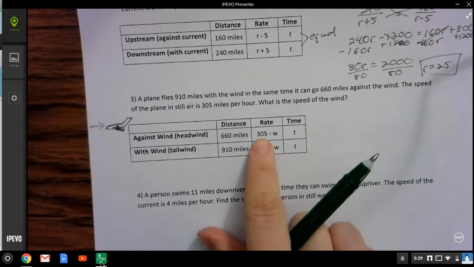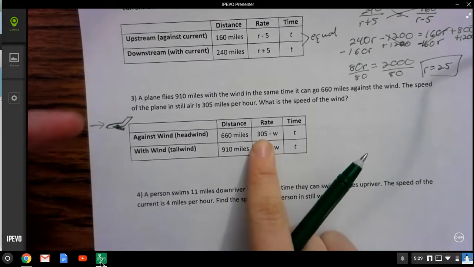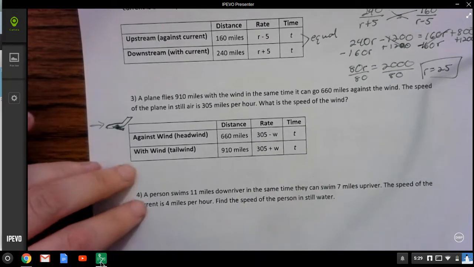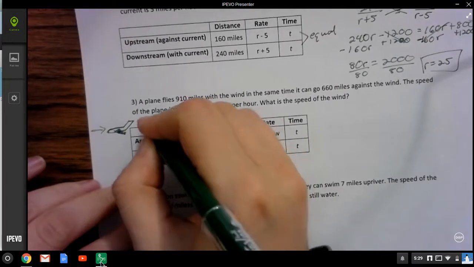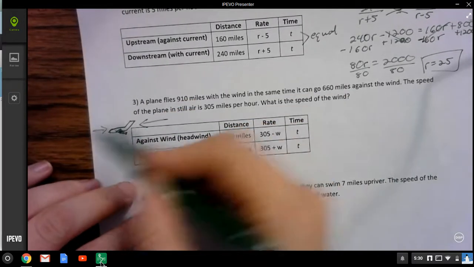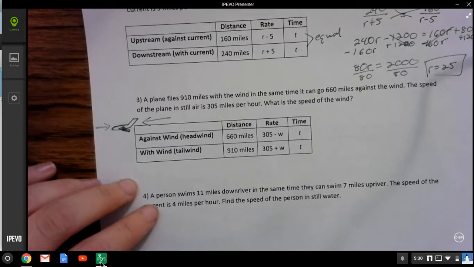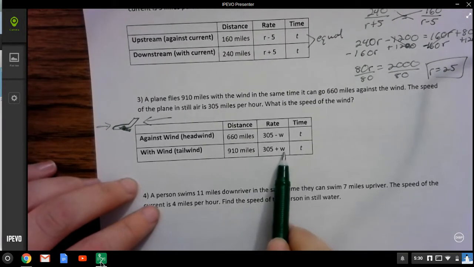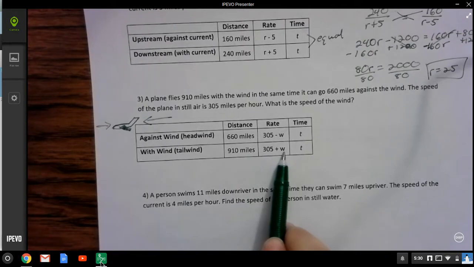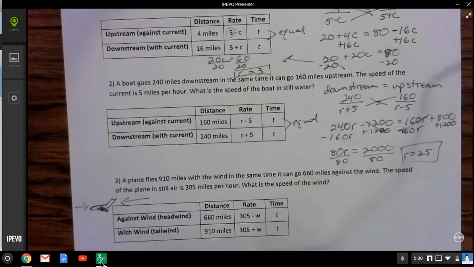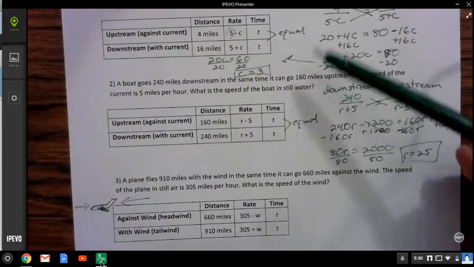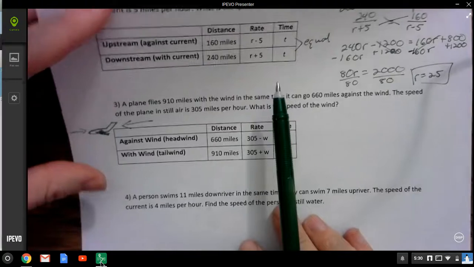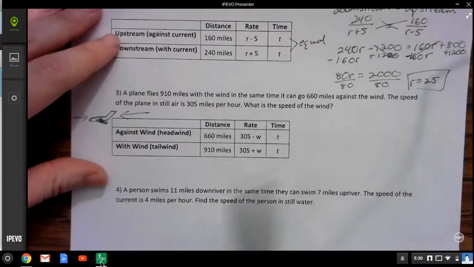So you're going to take your speed in still air, the speed you're trying to go, and subtract the wind speed because it's making you go slower. Whereas tailwind means the wind is actually hitting the tail of the plane, so it's helping the plane along. So you're going to take your speed in still air and add the wind speed because it's helping you go faster. Otherwise, mathematically, there's no difference. It's still the same process as you did up here with the water. It's just the vocabulary. You have to know what headwind and tailwind mean.